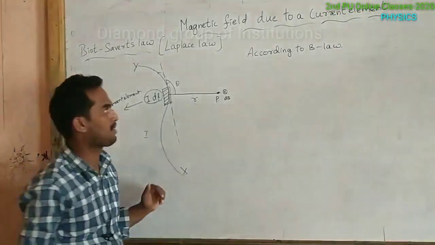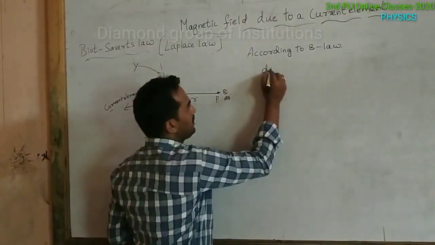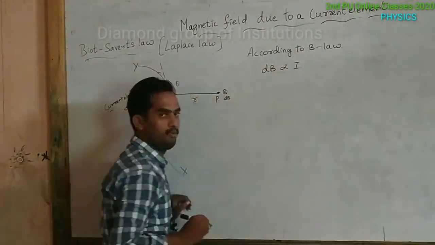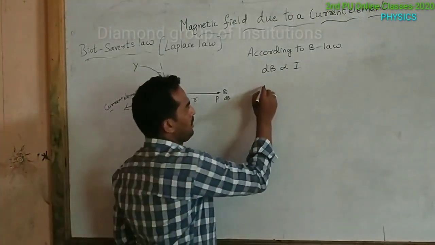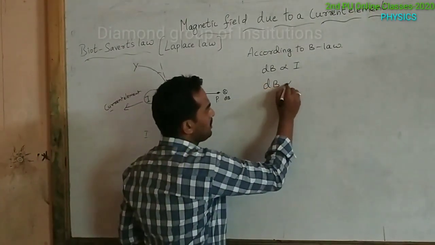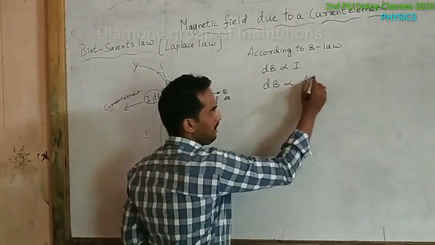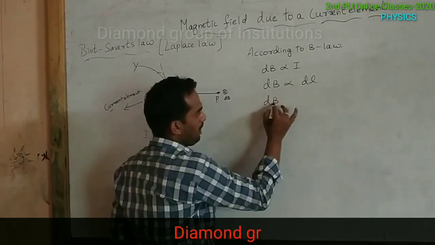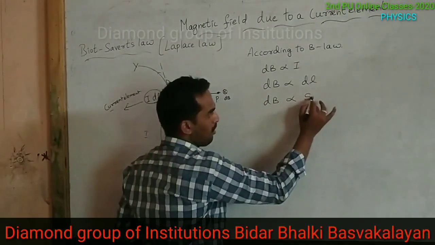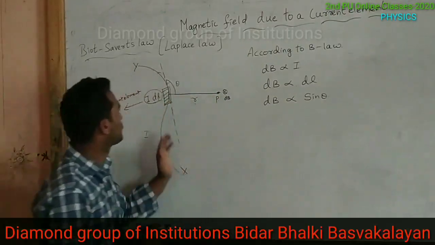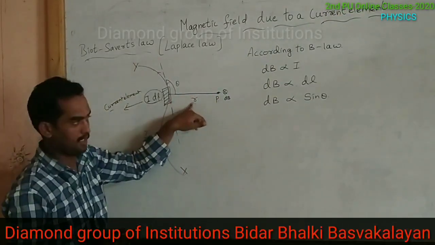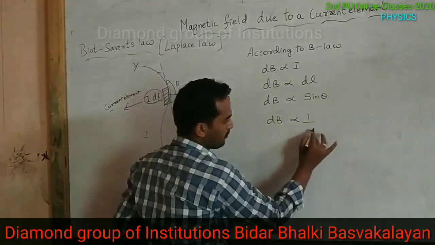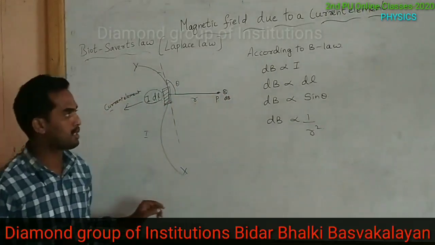this magnetic field, that is dB, is directly proportional to I. What is I? The strength of current. Next, it is directly proportional to dl, the current element, and directly proportional to the sine of the angle between this current element and this position vector, and inversely proportional to the square of the distance.